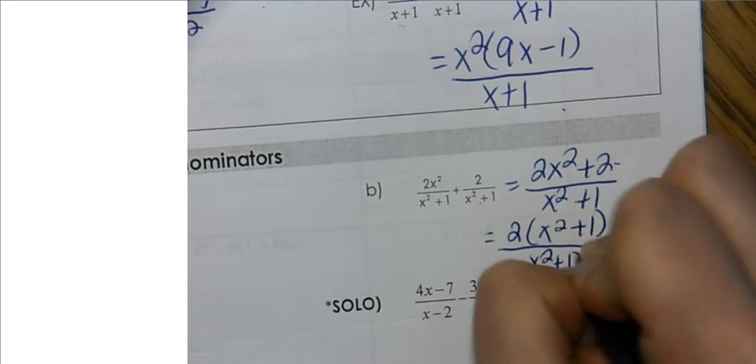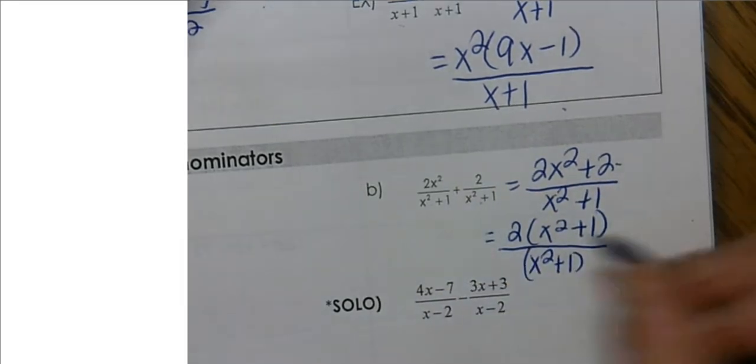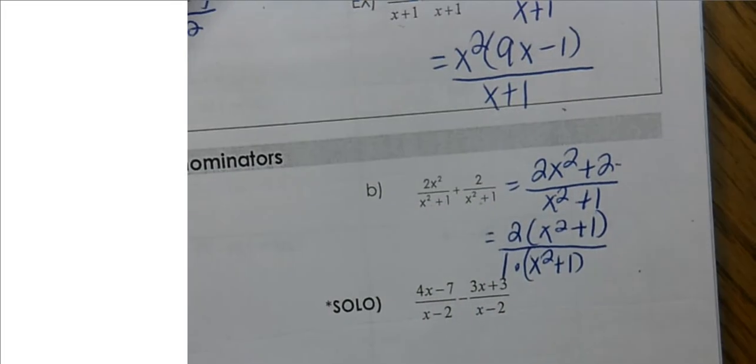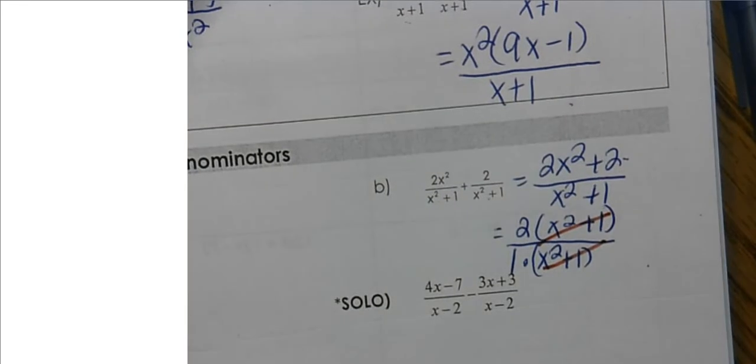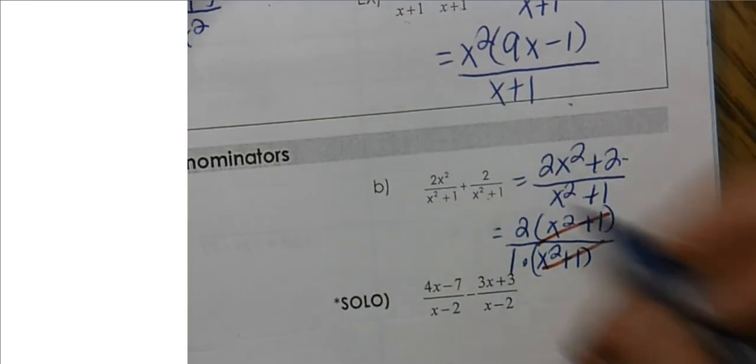Now remember, if you see something that's the same, technically the main operation in the denominator is multiplication if you change that to a 1 times x squared plus 1. So therefore, we know that the x squared plus 1 are going to cancel away, leaving us with 2 over 1, which is 2.